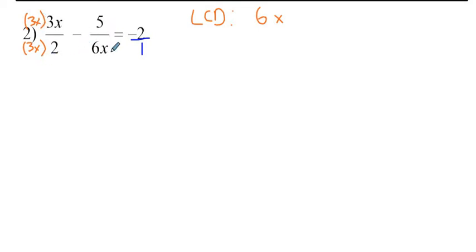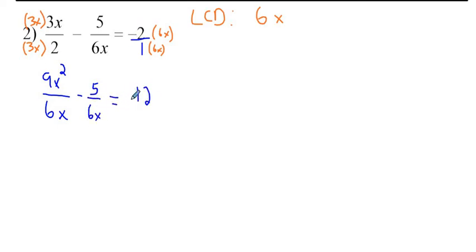All right, so down here, this needs nothing. It is, in fact, the LCD, so it does not need to be changed, but this needs the entire LCD of 6x. This next step is really important to understand how it works so that you don't make a careless mistake. So we multiply the top here. We get 9x squared. The bottom is 6x. Then this doesn't change, so minus 5 over 6x. And then equals negative 12x over 6x.